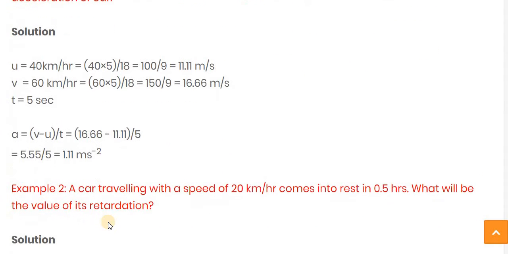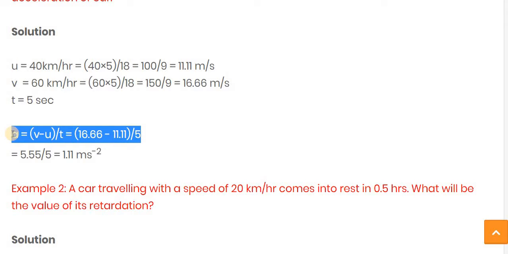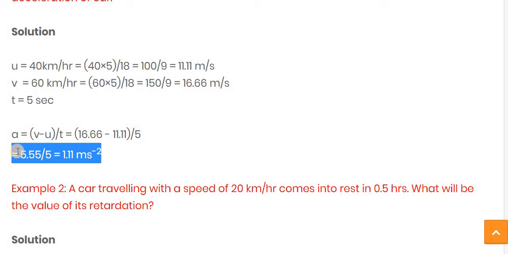16.66. As we know, the formula of acceleration is a equal to v minus u divided by t. Here the v value is 16.66, minus u, the initial velocity, 11.11 meters per second. So 5.55 divided by 5. So we get the answer 1.11 meters per second squared.